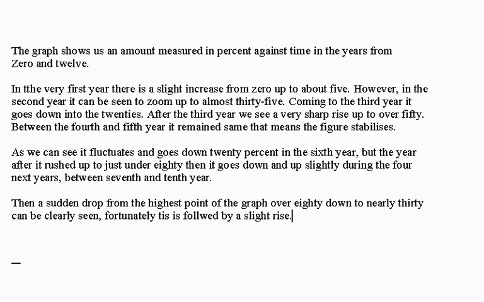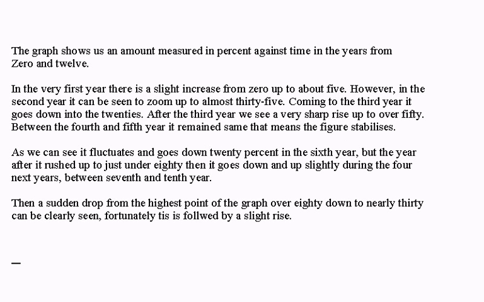Let me read this now. The graph shows us an amount measured in percent against time in years from 0 to 12. In the very first year, there is a slight increase from 0 up to about 5. However, in the second year, it can be seen to zoom up to almost 35. Coming to the third year, it goes down into the 20s. After the third year, we see a very sharp rise up to over 50. Between the fourth and fifth year, it remained the same. That means the figure stabilizes. As we can see, it fluctuates and goes down 20%.